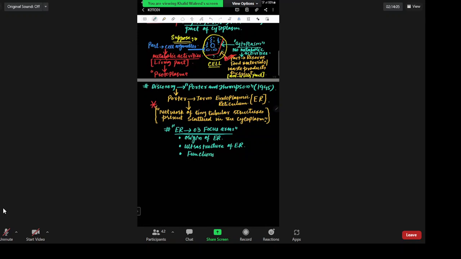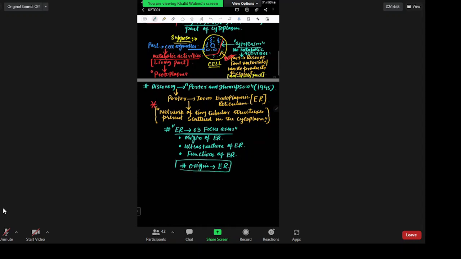From these three areas, you can be asked a question in the examination. We have many other areas to explore in this ER, like its enzymatic machinery, like its genetics, like its mechanism of function, like its wear and tear. But from NEET point of view, we will focus only on these three areas. So let us first of all come towards the origin. Origin of whom? ER. That is endoplasmic reticulum.